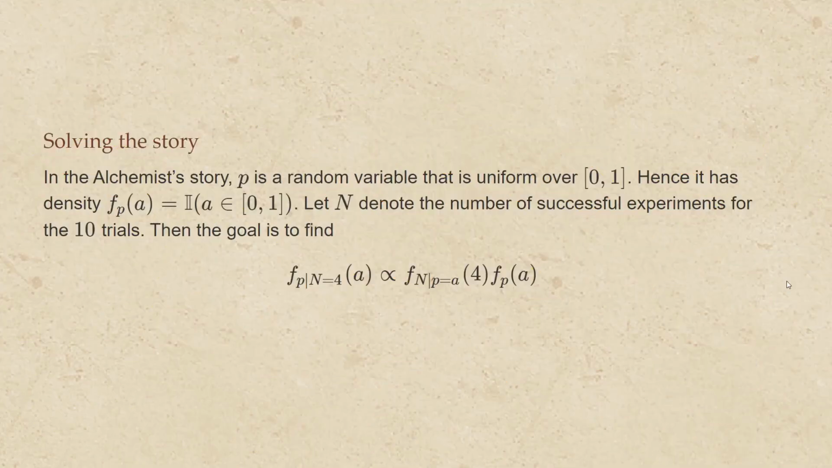In the alchemist story, p is a random variable that is uniform over the interval from 0 to 1. Hence it has density f sub p at a is the indicator that a is in the interval from 0 to 1. Let n denote the number of successful experiments for the 10 trials. Then the goal is to find the density of p conditioned on capital N equaling 4 at a, which is proportional to the density of n conditioned on p equals a at 4 times the density of little p at a.